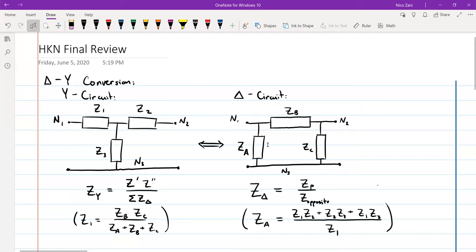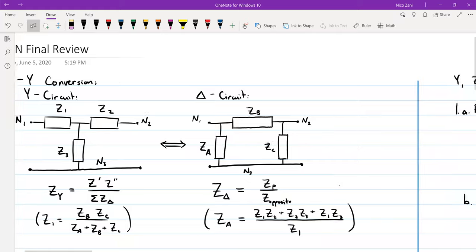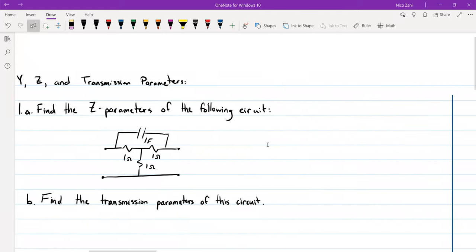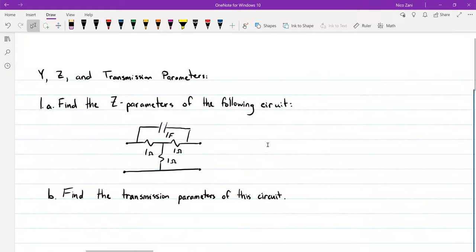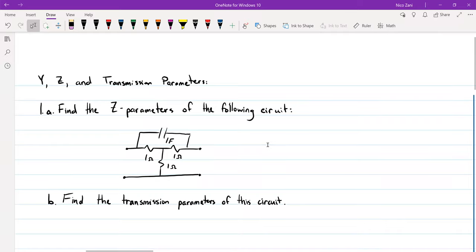Okay, so without further ado, I will continue and begin to talk about Y, Z, and transmission parameters. So this is probably something that you started with two-port networks. And the Y, Z, and transmission parameters are, as well as hybrid parameters, although from what I've seen, that isn't gone over too much. If Professor Drabi asks a question about it, I can go through them if you would like me to, but I don't have any particular questions about them.